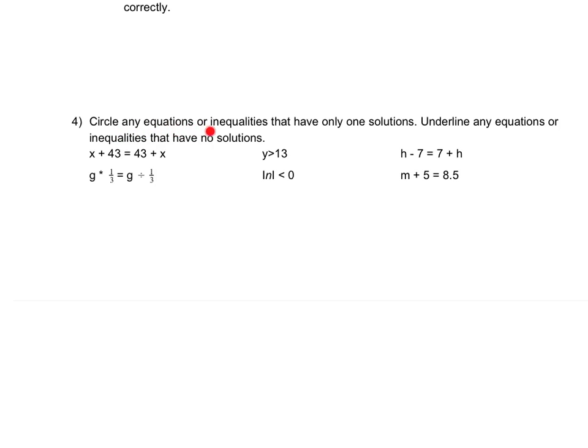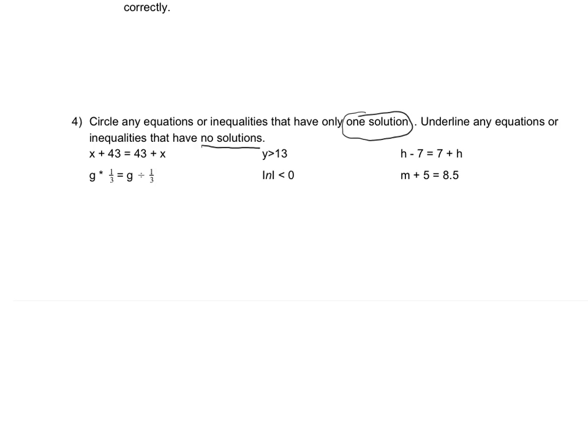Circle any equations or inequalities that have only one solution. The typo, it should be solution. Then underline any equations or inequalities that have no solutions. So to help me remember what I will be doing for each one, I'm going to go like this. So I'm circling equations that have one solution. So I will circle this to remind myself I'm going to circle those. Then underline no solutions. So I will underline that to remind myself.